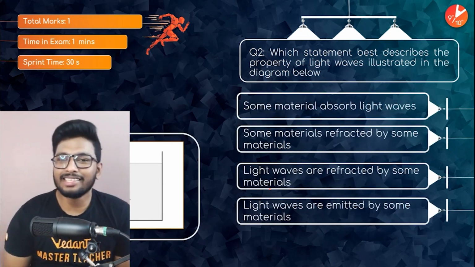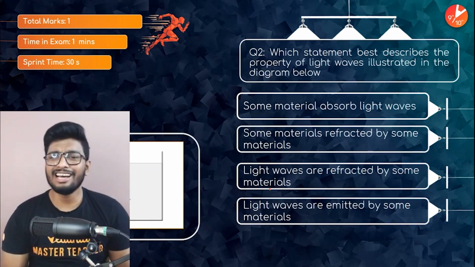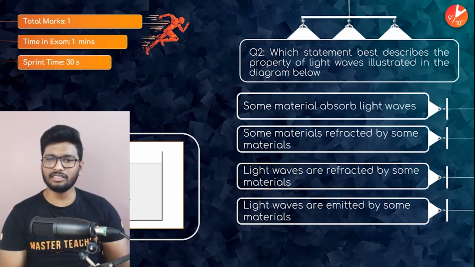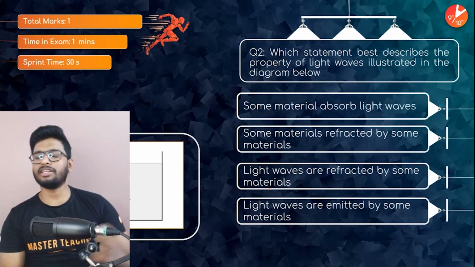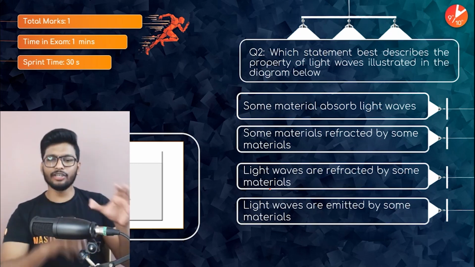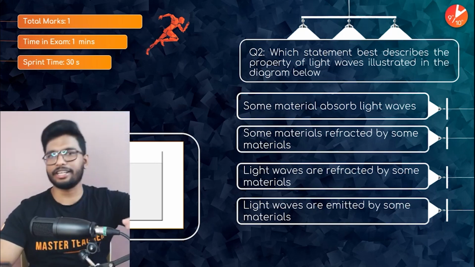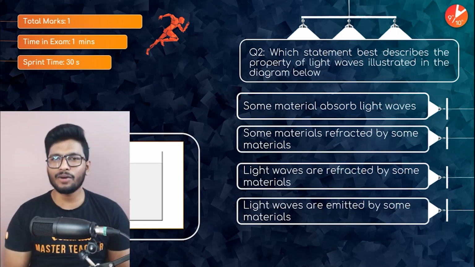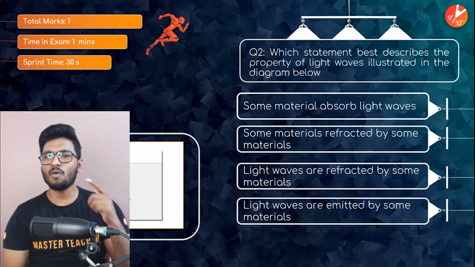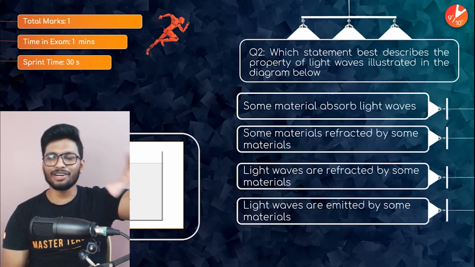Here's the question. Some materials absorb light rays or light waves. Light waves are refracted by some materials. Light waves are emitted by some materials. What do you think this picture that you see on your screen illustrates? Very straightforward, very easy question. I'll answer the question in 3, 2, 1. I'm pretty sure you guys are smart enough, and you've already put down the answer. So I'm going to go ahead and give it, guys.